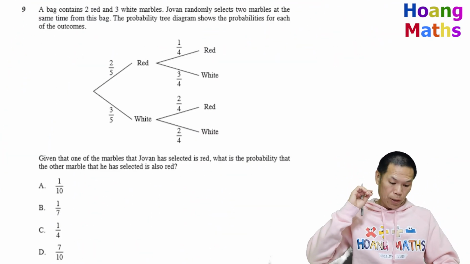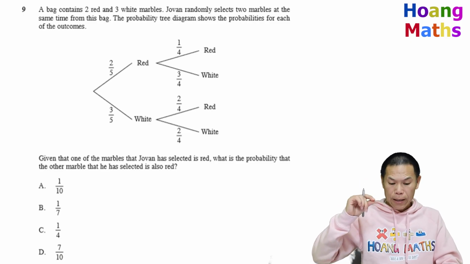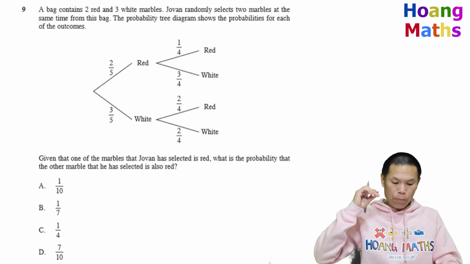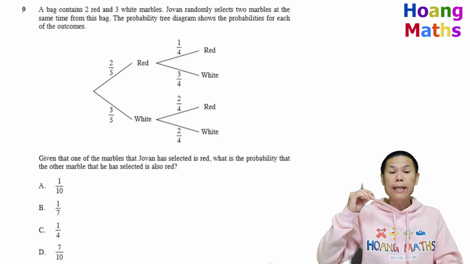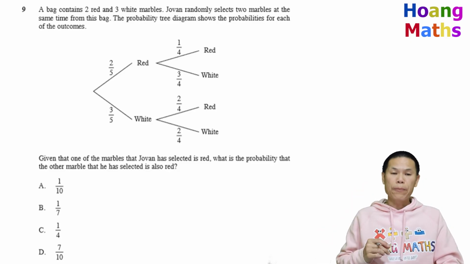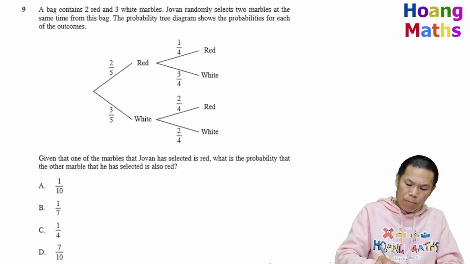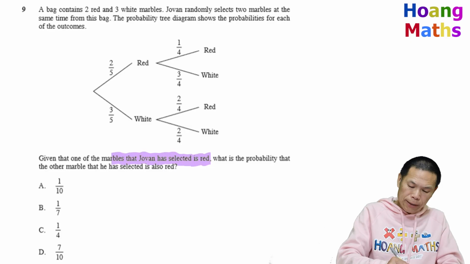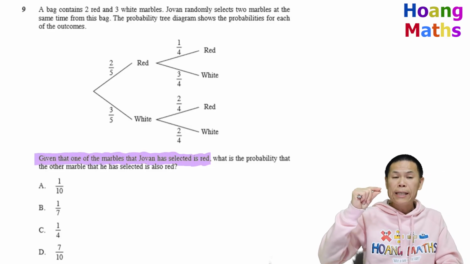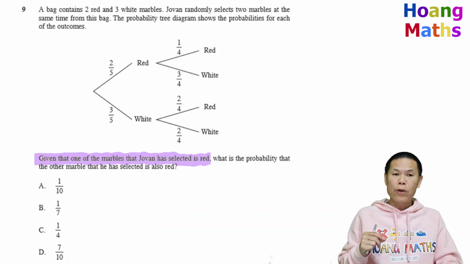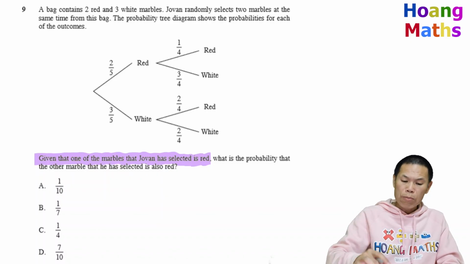Question number 9. Given that one of the marbles Jovan has selected is red, what is the probability that the other marble that he has selected is also red? So this is important here. It says, given that one of the marbles Jovan selected is red. So that means we know that at least one of the marbles is red. And this is conditional probability.